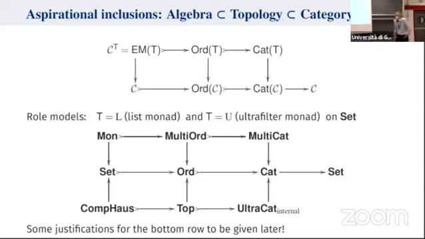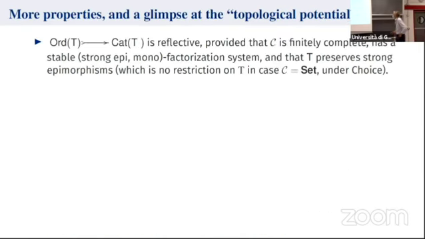If you do this for the ultra-filter monad, then of course you have compact Hausdorff spaces. You get exactly topological spaces in the middle. And on the right-hand side, you get some strange animals whereby you have arrows and objects, but the domain function, the domain is really given by ultra filters on the set of objects. I will say more about this in a second. So first, something more easy.